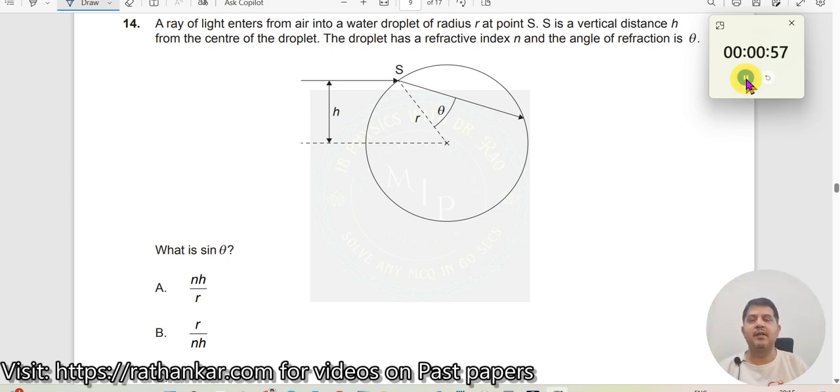Question number 14. This will take some time. I cannot finish it in 1 minute, I think. A ray of light enters from air to a water droplet. This is the incident ray. It falls onto the droplet and gets refracted and goes like this. So they are given some angle over here.